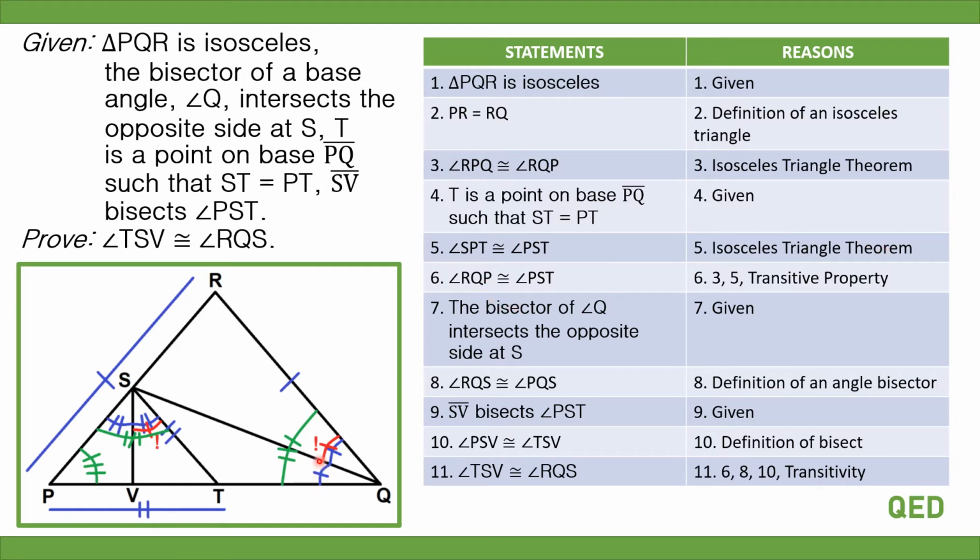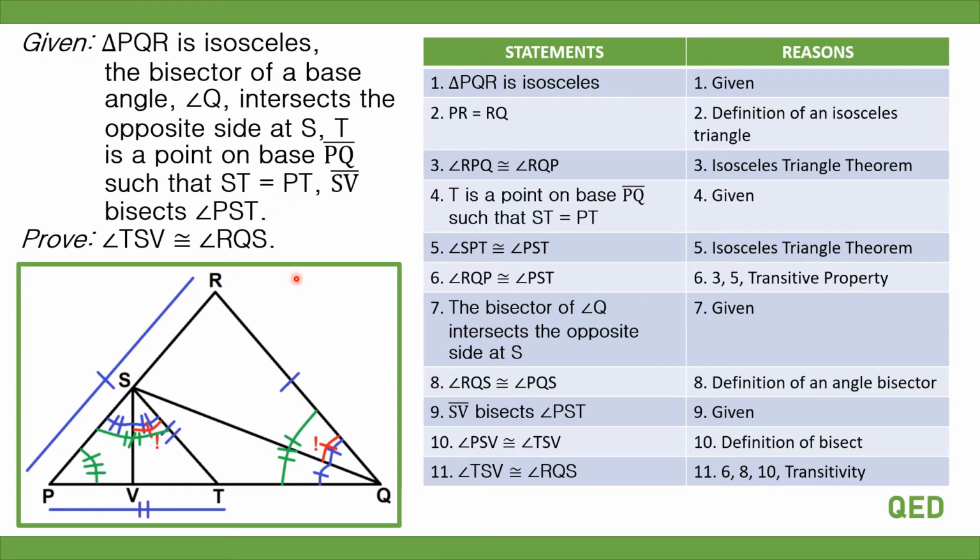So since these two angles are congruent and these two angles are congruent, then by transitive property of statements 3 and 5, angle RQP is congruent to angle PST. Statement 7 is another given. The bisector of angle Q intersects the opposite side at S. Statement 8 is a consequence of statement 7. Angle RQS is congruent to angle PQS by the definition of an angle bisector.